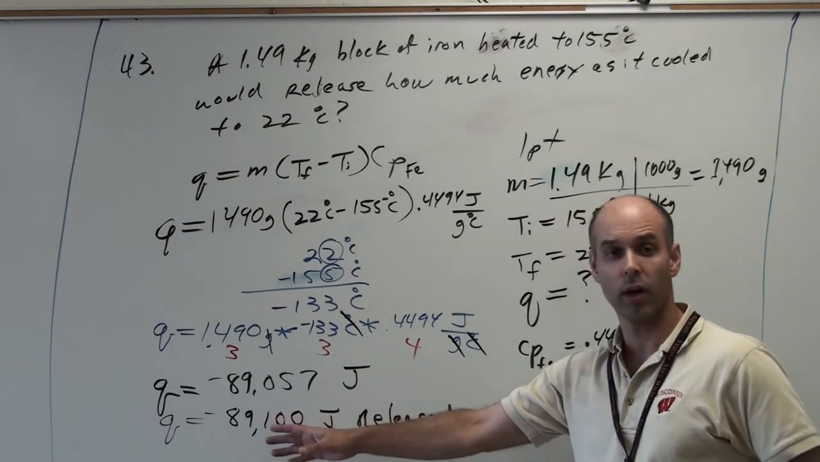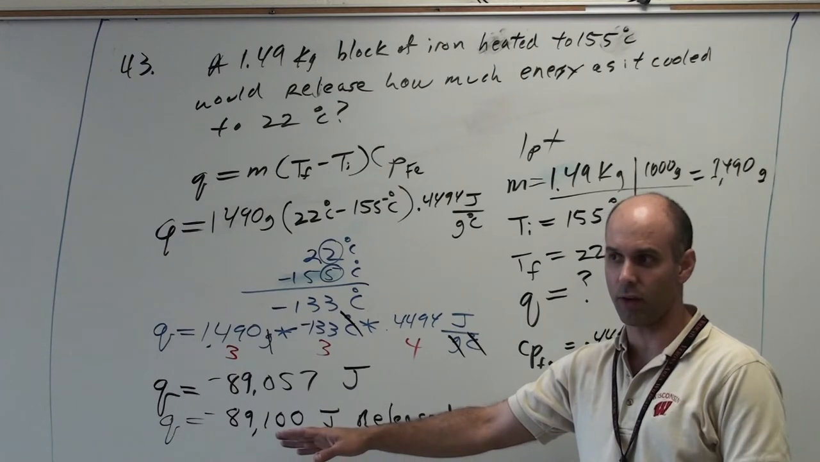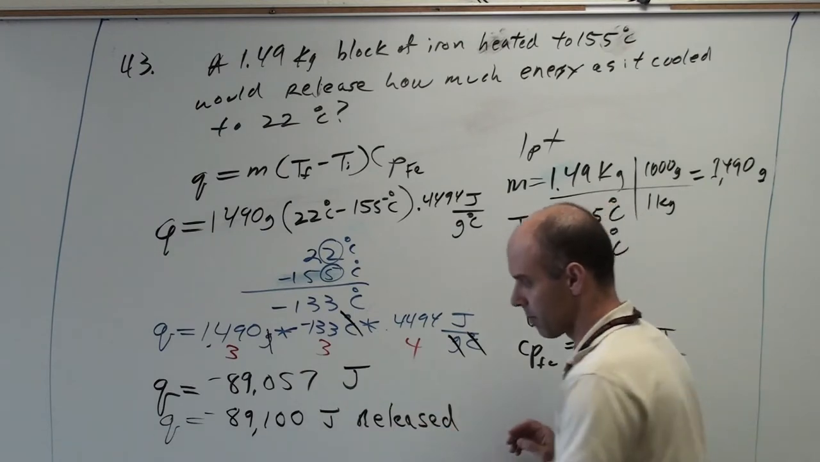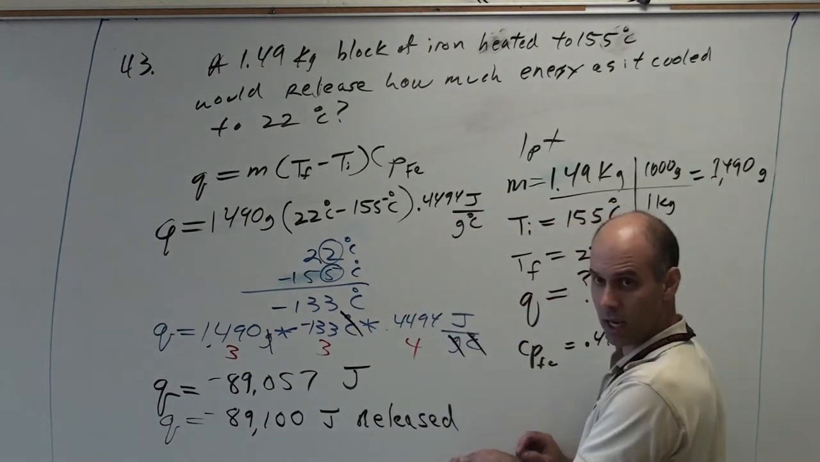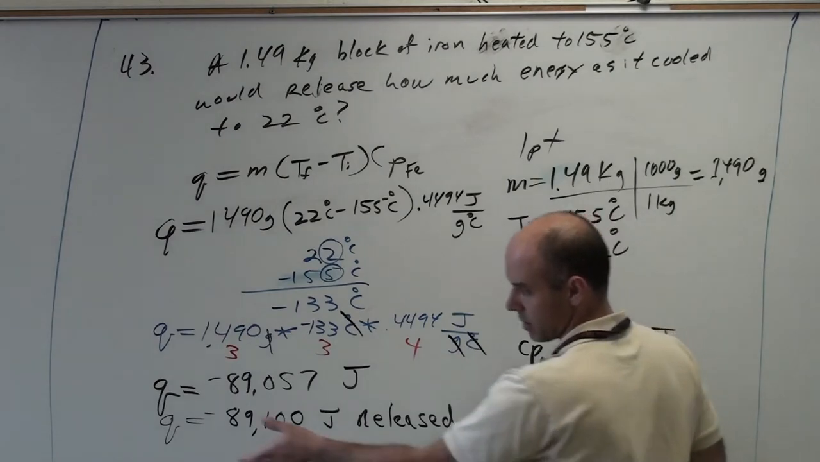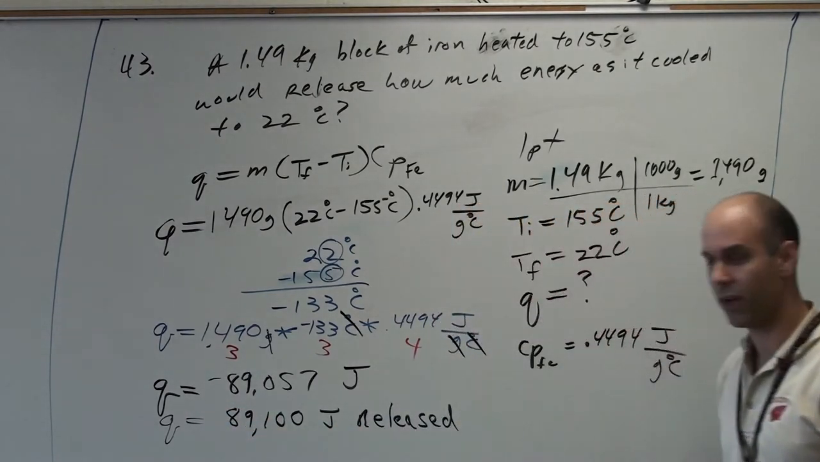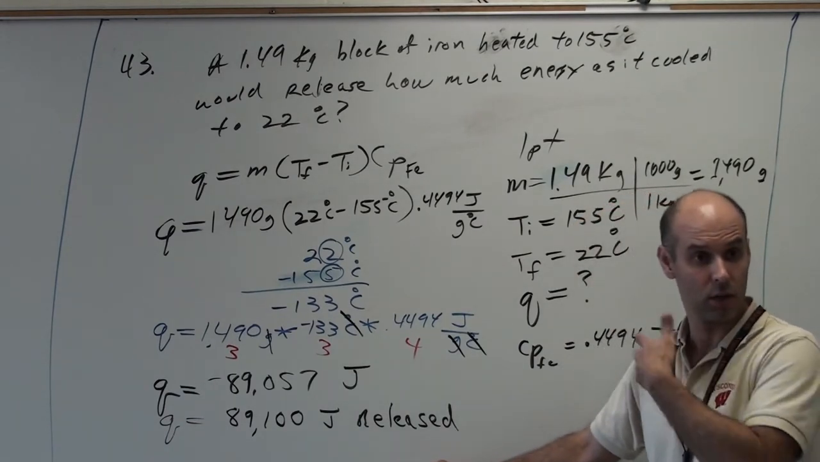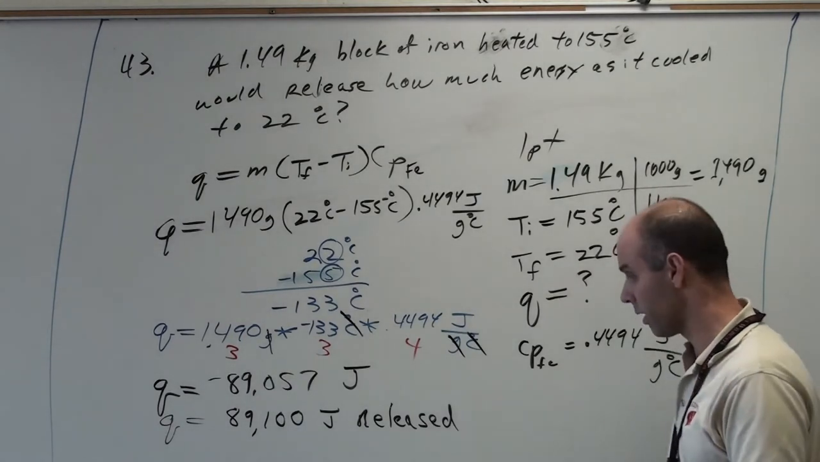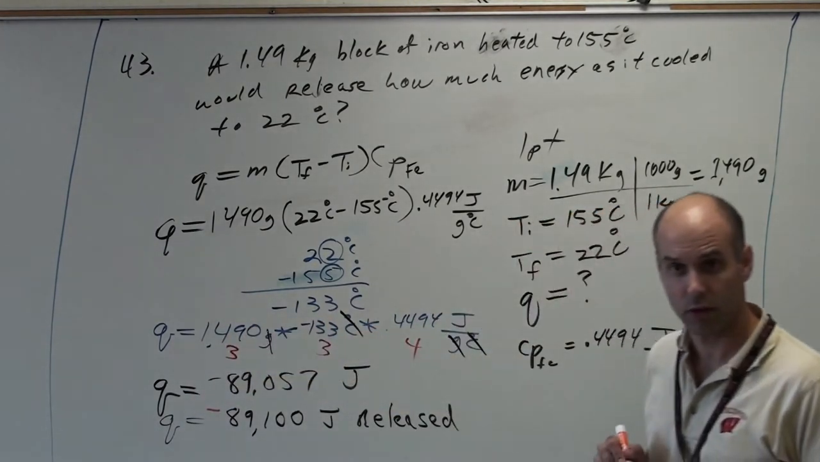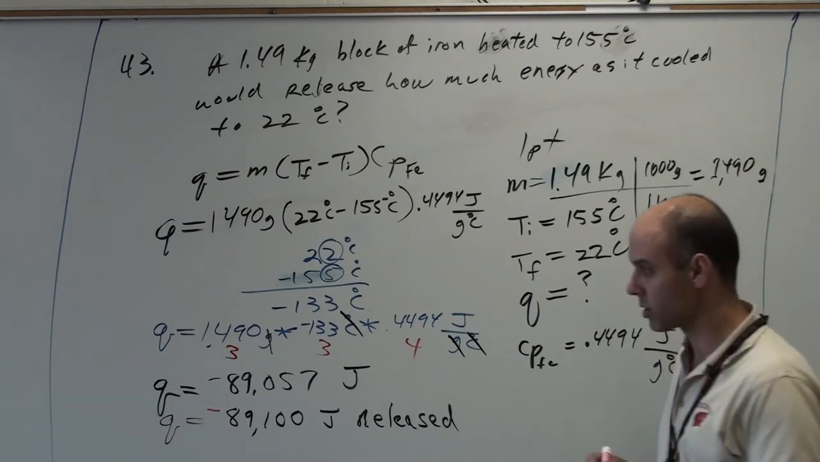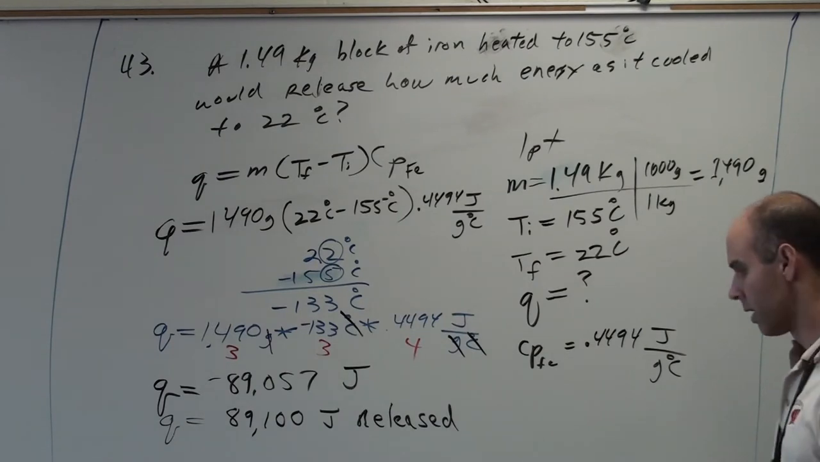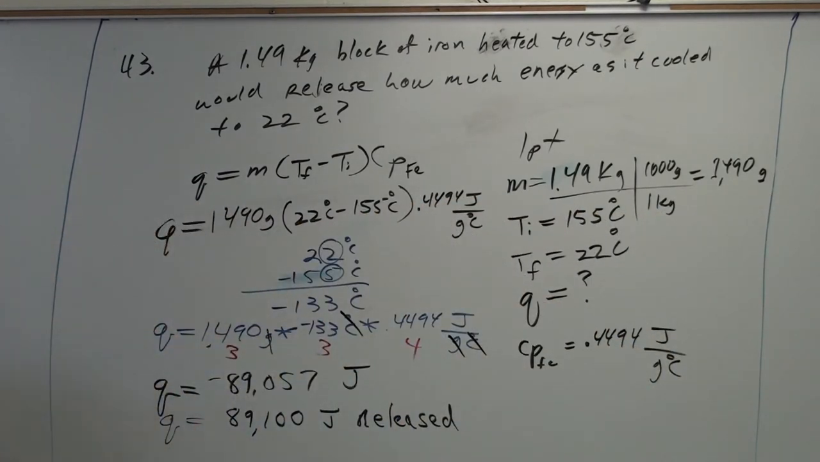It'll be written. So now, here's the thing about science. Don't ever accuse science people of being, you know, great writers. In this, negative 89,100 joules released means the same thing as this, 89,100 joules released. The released means you're losing it. And therefore, the sign in front of it should be negative. In some books, though, they will save the money and not print the ink and just write 89,100 released. They expect you to understand that there's actually a negative sign out there.